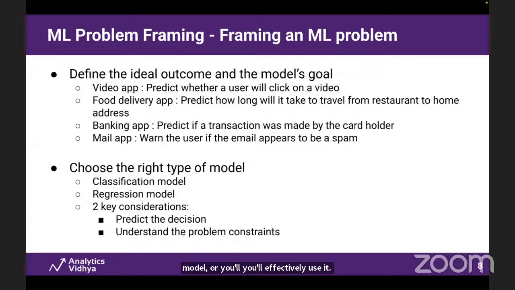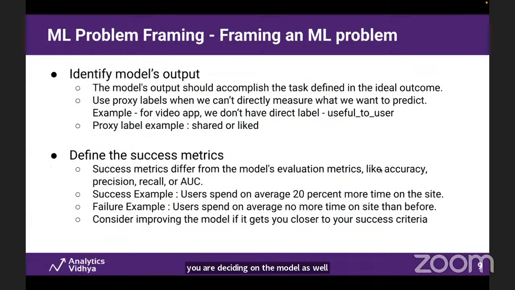But then there could be fixed. If you say no, 50 is what it is, and it's not going to change, then you might as well use a classification model. So some problem constraints is what you'll keep in mind when you are deciding on the model as well. So this is part of framing the ML model, right?